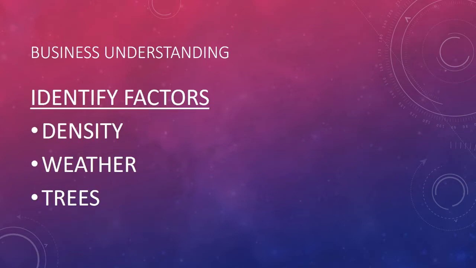Now, next would be identify factors. We have three here: the weather, the density, and the trees. What should we consider on the weather? For example, the wind gust, precipitation, the strength of the wind. On the density, we have the location or concentration of assets. Meanwhile, on the trees, you have the proximity to power lines and the seasonality.